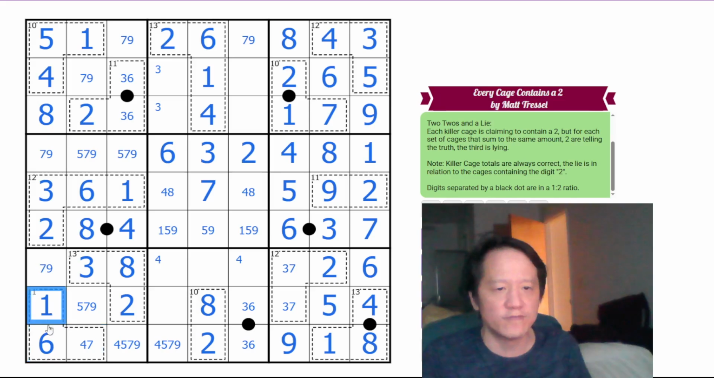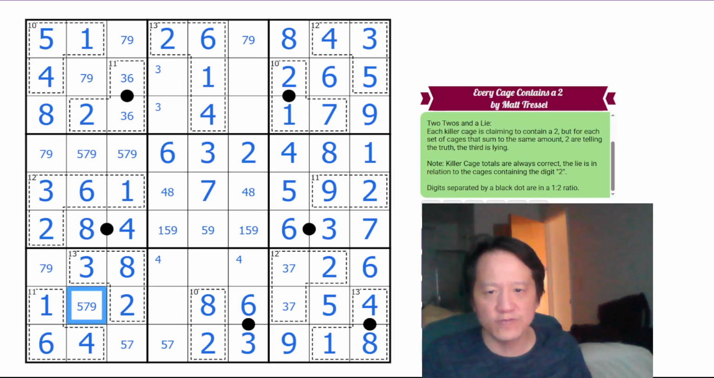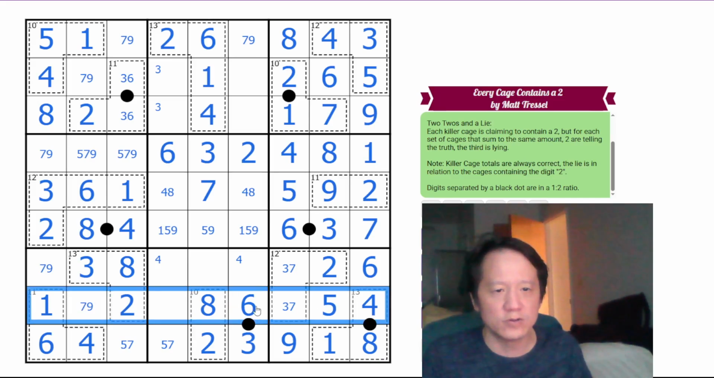This has to be 1, 4, 6 to add up to 11. This cannot be 4, this can't be 4. And these can't be 9 because of the 9 in the row. 6 eliminates 6 here, so this is 3 and 6. This can't be 5 because of the 5 in the row.